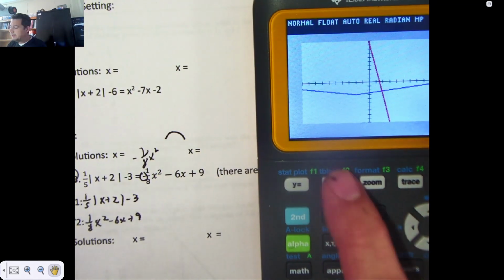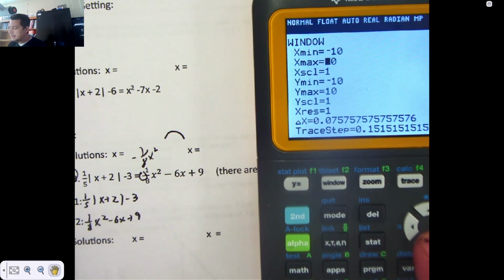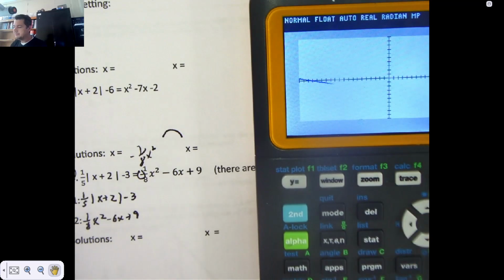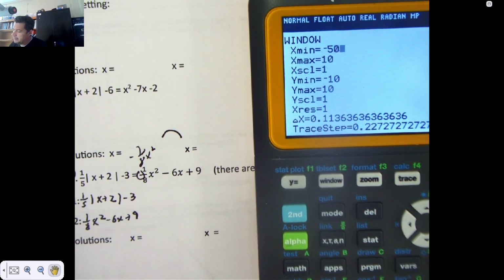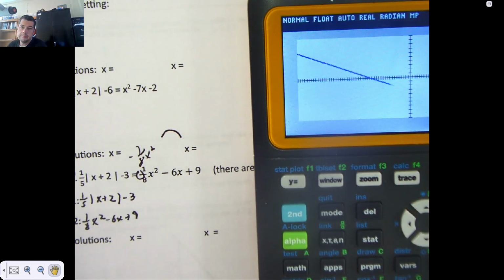So I'm going to play with my window. I'm going to go to x min, and I'm going to change it to about -20 and hit the graph key. See if I can see the other side of my parabola. If not, I'm going to keep playing with the window. And I don't see it. Try -50. I'm looking left. There she is.